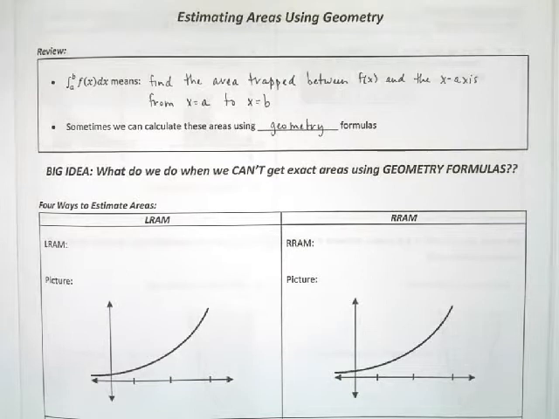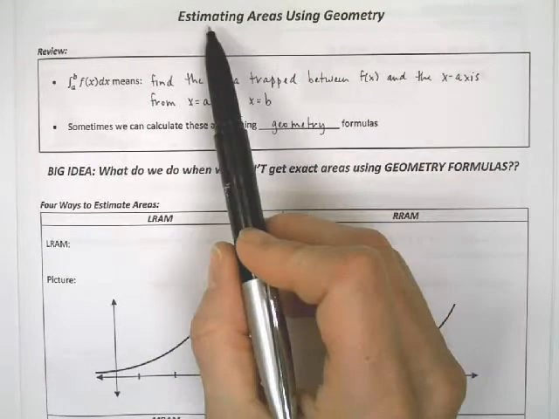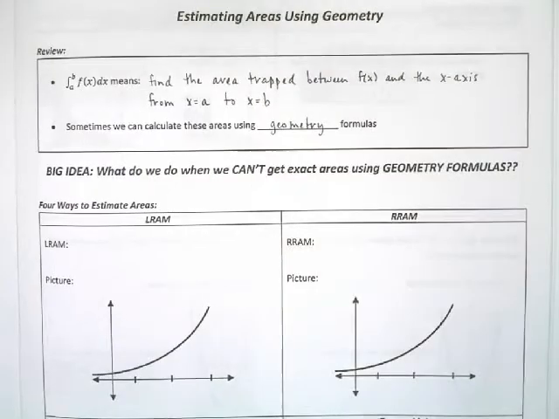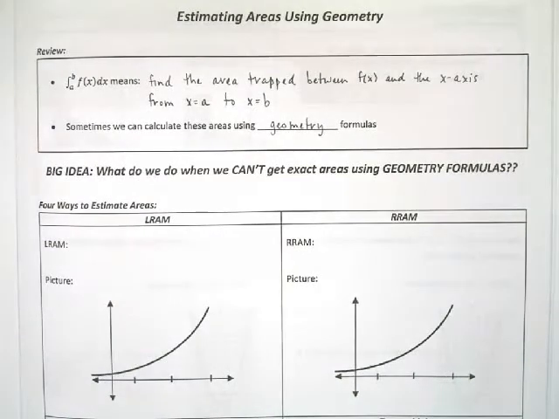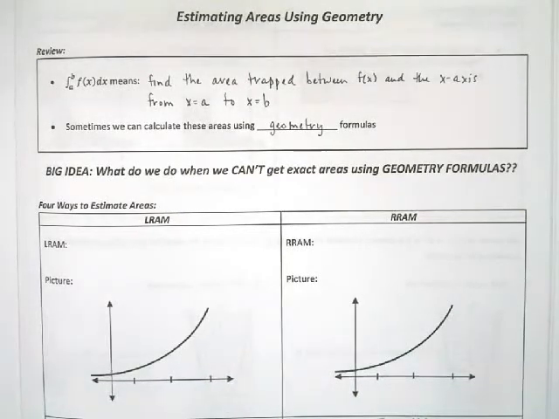Now the difference today is before we were using geometry to get exact areas. Today we're going to use geometry to get estimates of those areas. And so what we're going to do is estimate the areas using rectangles and trapezoids. And so I'm going to show you how that works here.